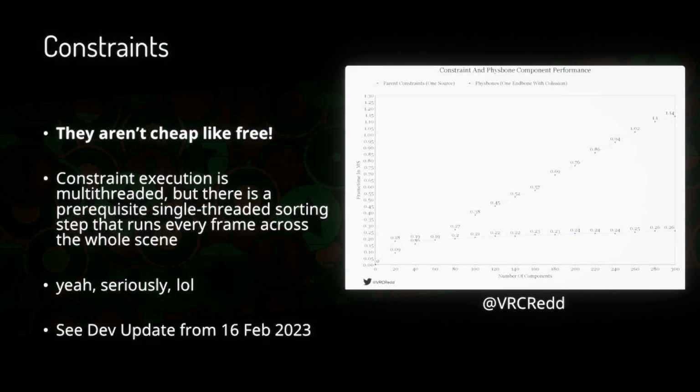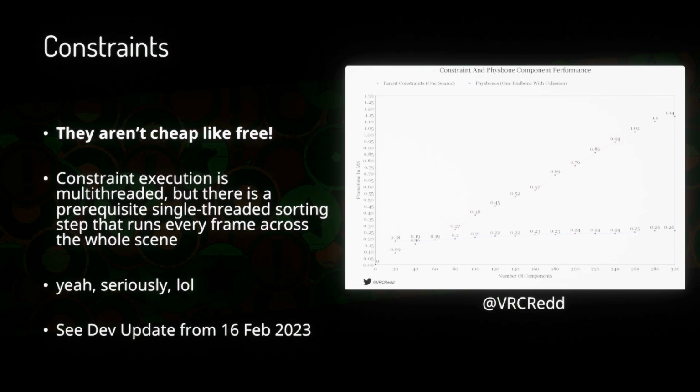But yeah, so next up on compute is constraints. We thought constraints were cheap, like free, and they're not. And it's for a very silly reason. TCL helped me out a lot with this, so shout outs TCL. But constraint execution is multi-threaded. Like when you have constraints on your avatar, they're executed in parallel. But there's a prerequisite step that runs every frame where it sorts by the hierarchy in the entire scene. So it doesn't matter that they're multi-threaded, because you still have to wait on a single serial process to complete.